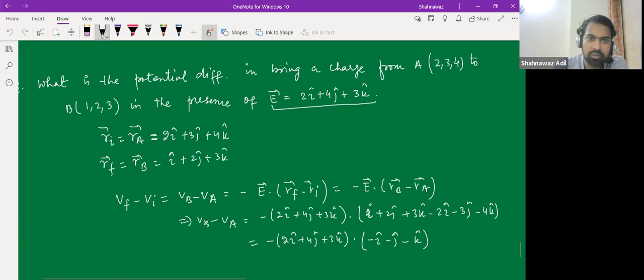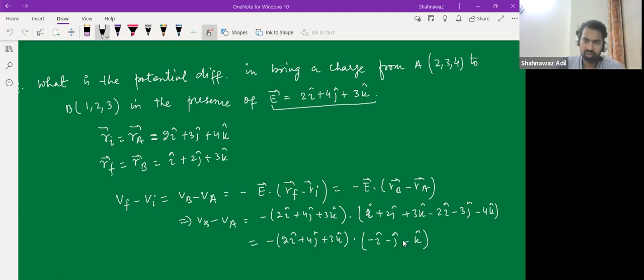So you are getting a vector, Aisha. Right? You are getting a vector, but potential is a scalar quantity, right? So Rabia, what did you get? Yes, Rabia, what did you get?